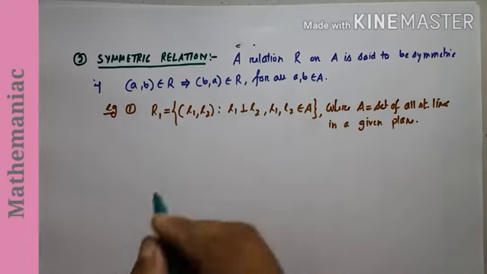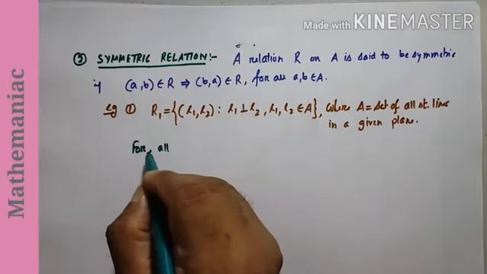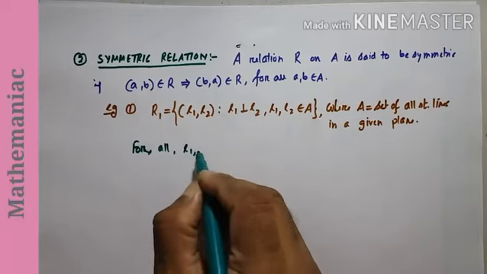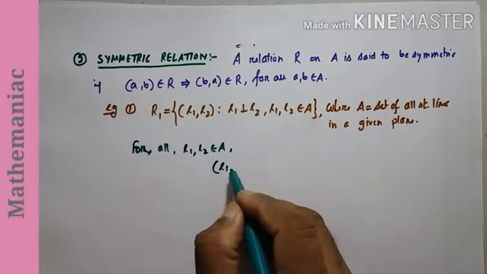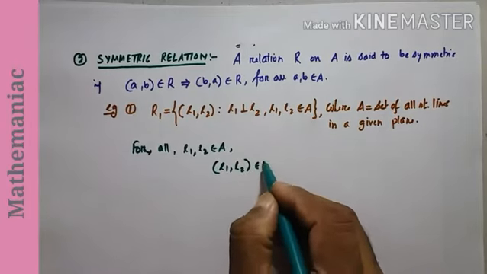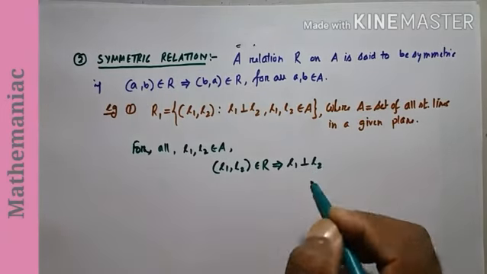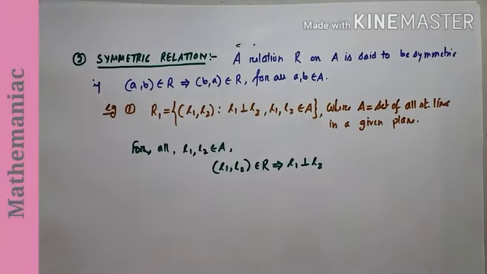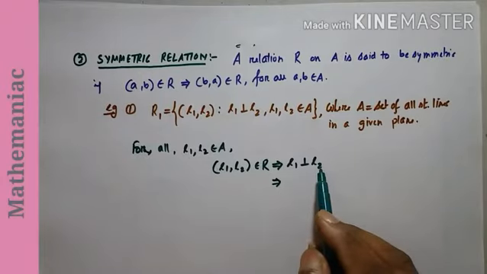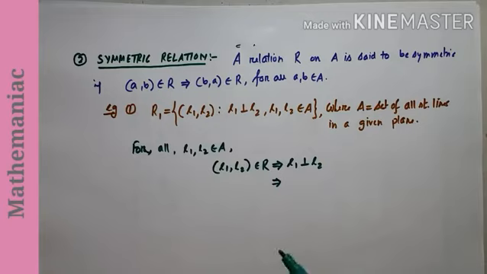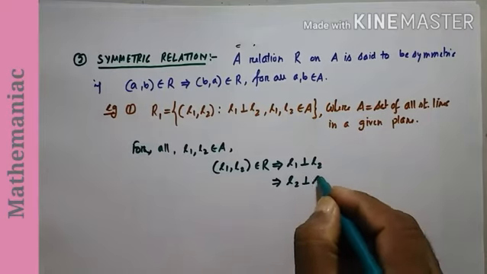Why we can say? You just observe it. Now you see, for all L1 and L2 belonging to A, if I say (L1, L2) is in R, then I should get L1 perpendicular to L2. Definition only says. Now if you know that the line L1 is perpendicular to line L2 from your earlier classes, maybe 6, maybe 7, can you say that L2 is also perpendicular to L1?